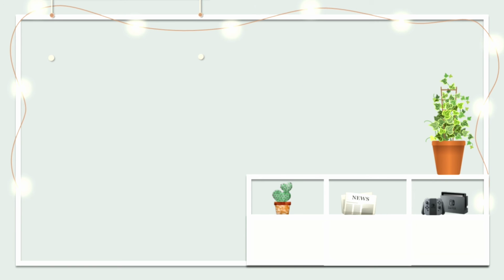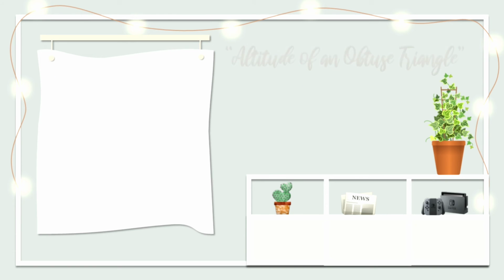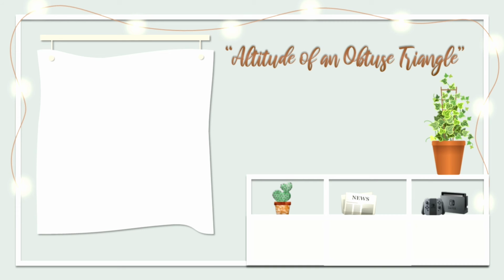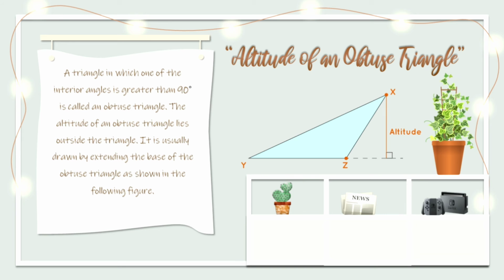The fifth is the altitude of an obtuse triangle. A triangle in which one of the interior angles is greater than 90 degrees is called an obtuse triangle. The altitude of an obtuse triangle lies outside the triangle. It's usually drawn by extending the base of the obtuse triangle as shown in the following figure.